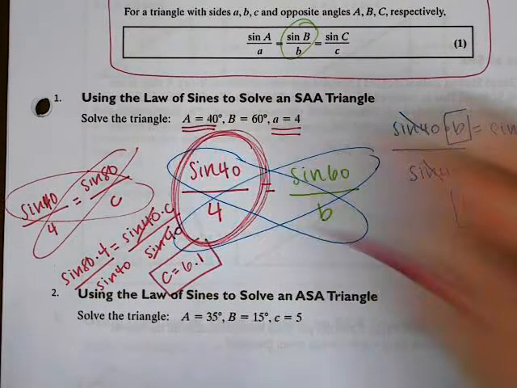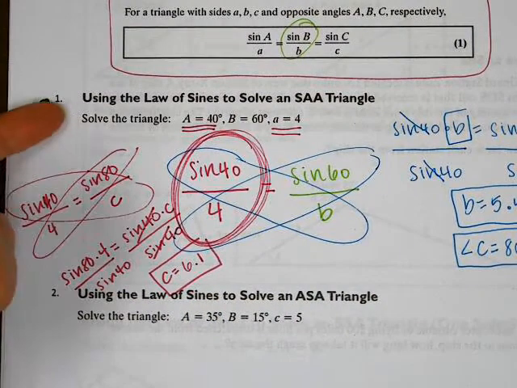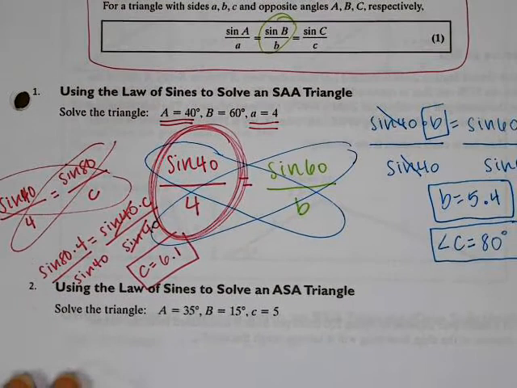And then I think we have everything we need. Okay, so solve the triangle means find everything that we didn't have to start with.